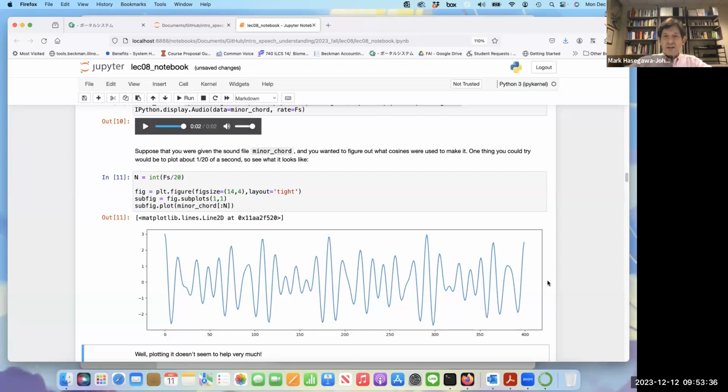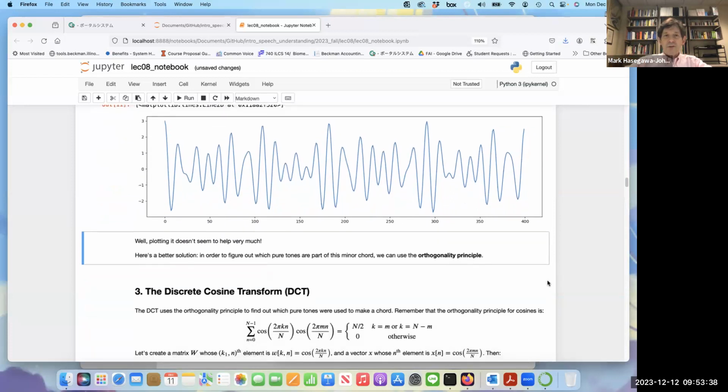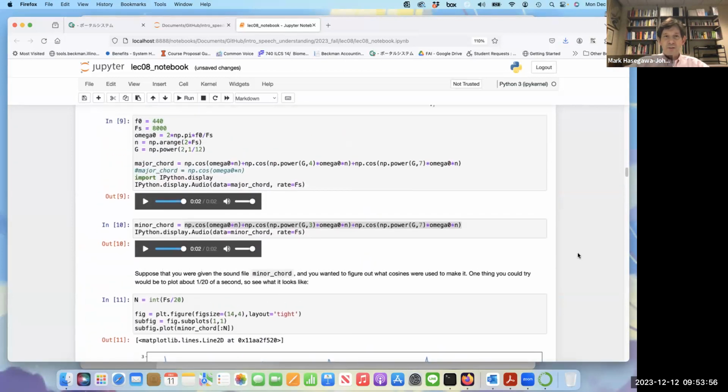That's what the Fourier transform is for. We want to try to find out what are the three cosines that got added together in order to create this sound. And so the rest of the lecture will talk about how to use the orthogonality principle to break apart those three notes and find out the three pure tones that made up that chord.